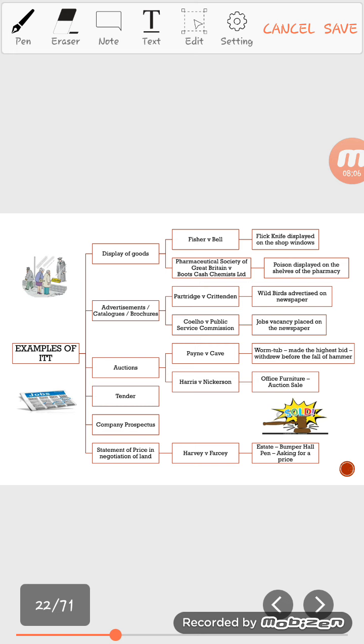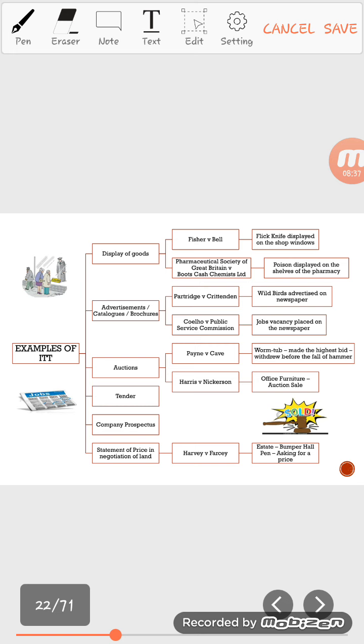If you look at the case of Harris versus Nickerson, it's about an advertisement of an auction, whereby when the person went for the auction sale, he found that there was no office furniture, and he was very frustrated and he sued the defendant for breach of contract.